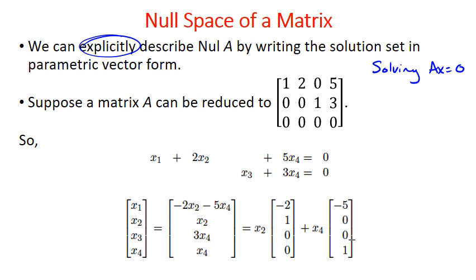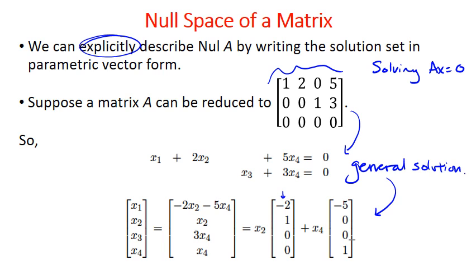Suppose we have some matrix A and we can reduce it to this. Remember that from this matrix you can write a general solution, and from that general solution, then you can write your parametric vector form. Okay, so I'm assuming you remember this. If not, make sure you review it.